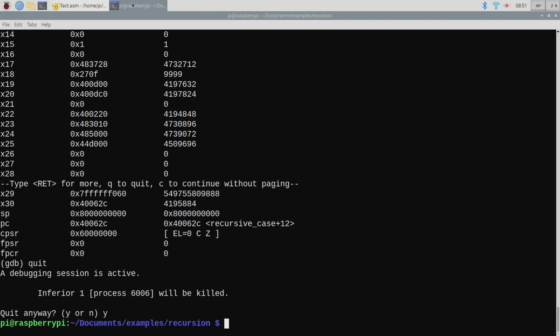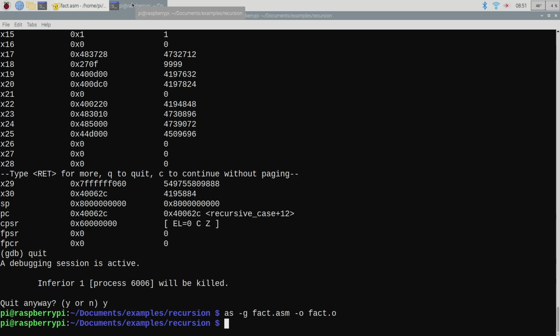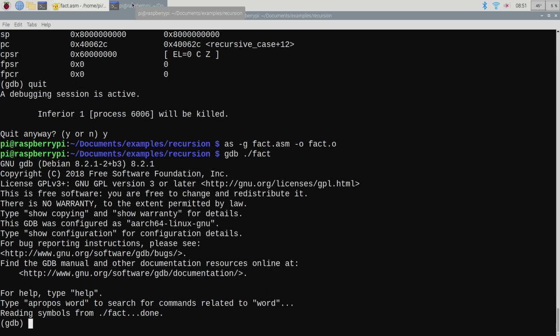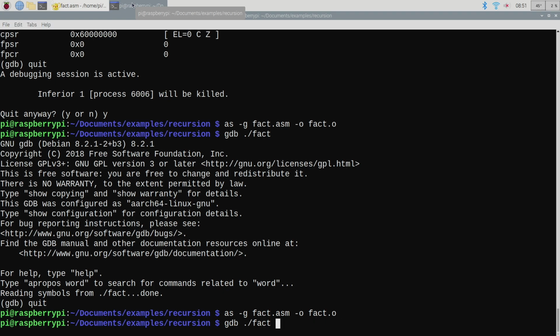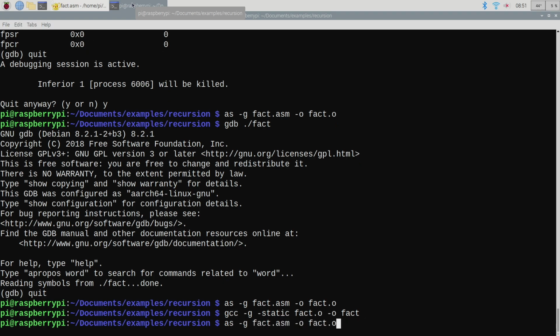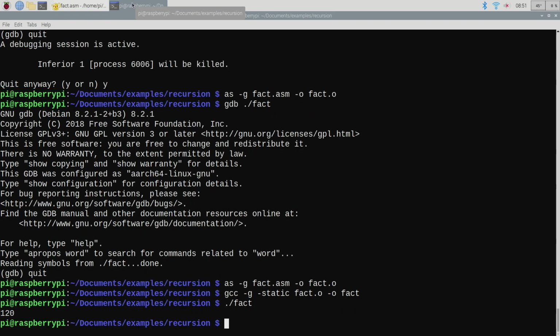So save it. All right, assemble, link. Let's just run it first. Success. Okay, so now let's go back through GDB and see this all happening.